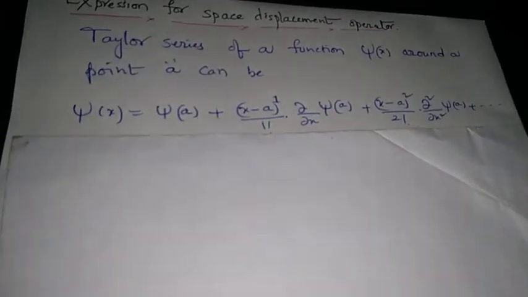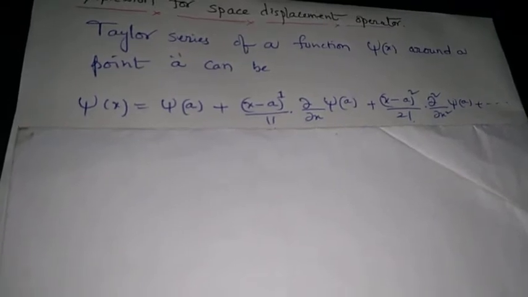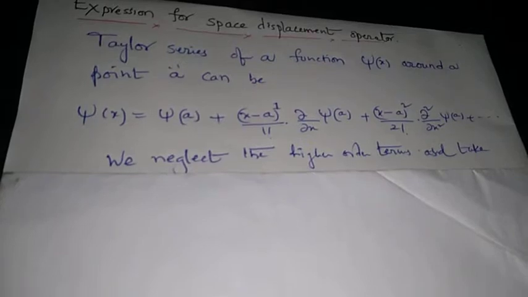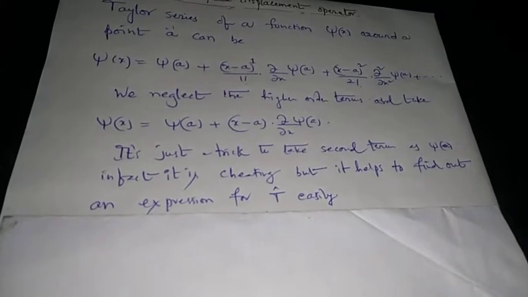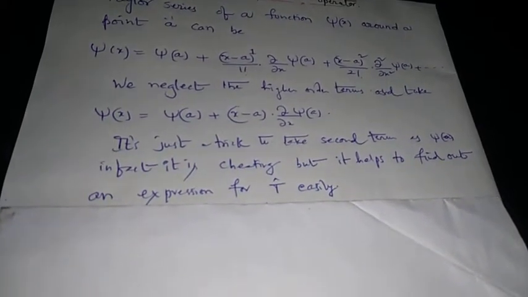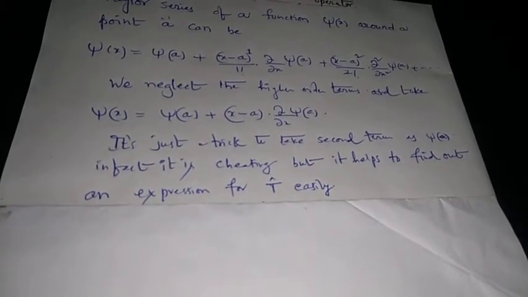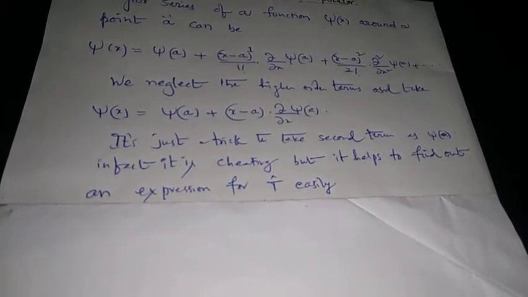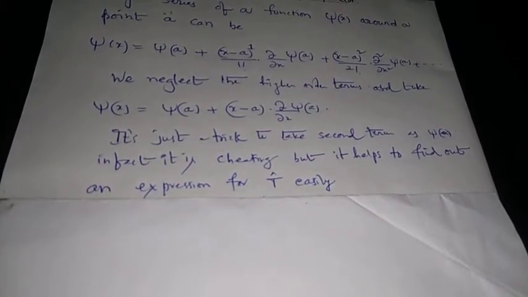The expression for the space displacement operator. The Taylor series for a function psi of x around a point a can be written as this summation. If you neglect the second order terms and above, you get psi of x like this. Here we are doing a trick, kind of cheating, on the right hand side in the first term: the derivative dou by dou x should be done first, and then a should be substituted in place of x later on, but we are straight away writing psi of a here. It's actually cheating, but it helps in finding an expression for the operator T in an easier way.